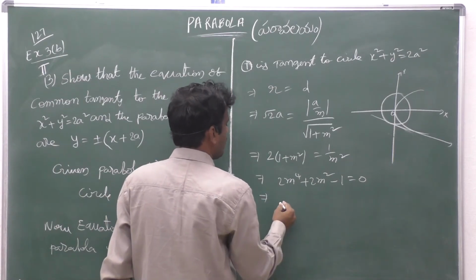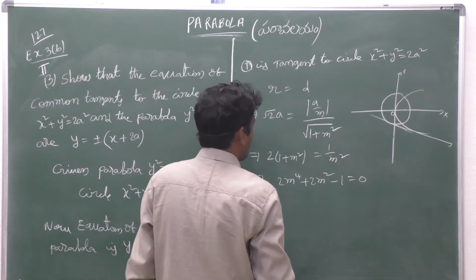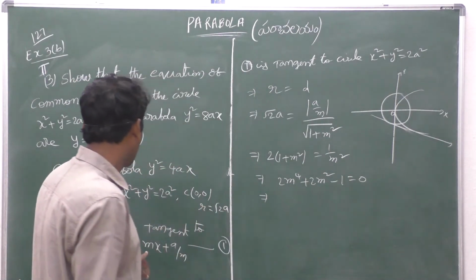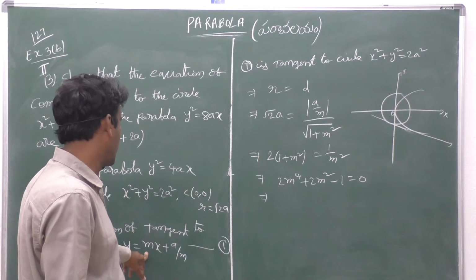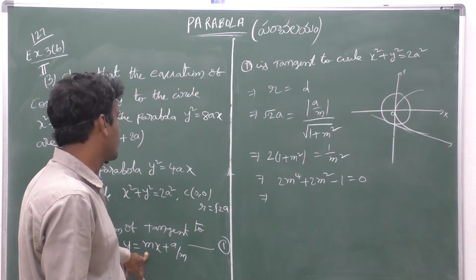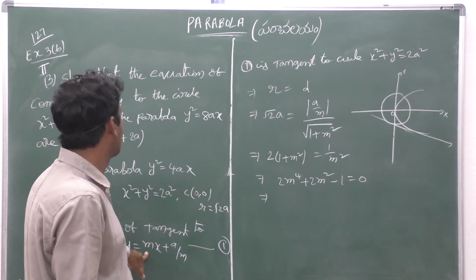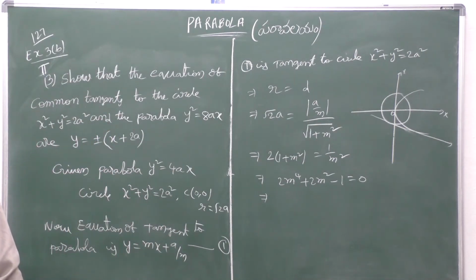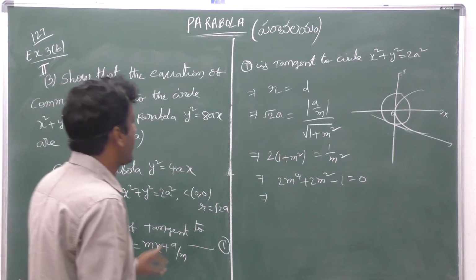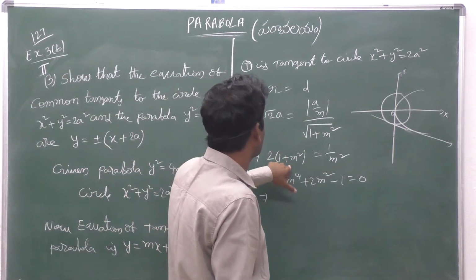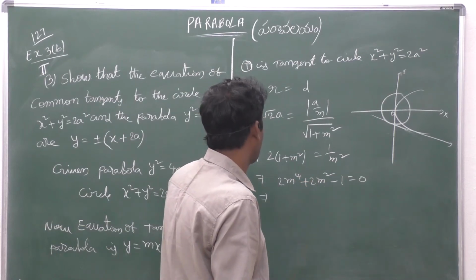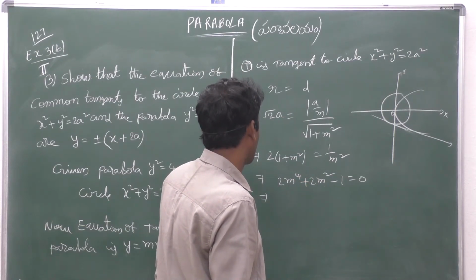That implies m square equal to 1. Mod c by root of 1 plus m square equal to r. R, from x square plus y square equal to 2a square, is root 2a. A cancel, squaring on both sides, 2 into 1 plus m square, 1 by m square, 2m power 4 plus 2m square minus 1 equal to 0.